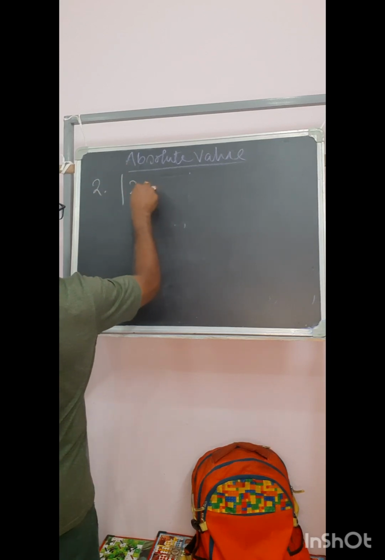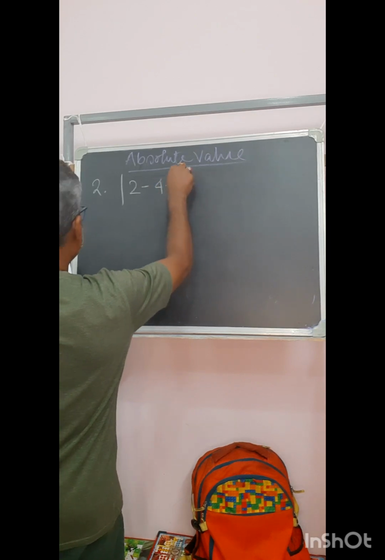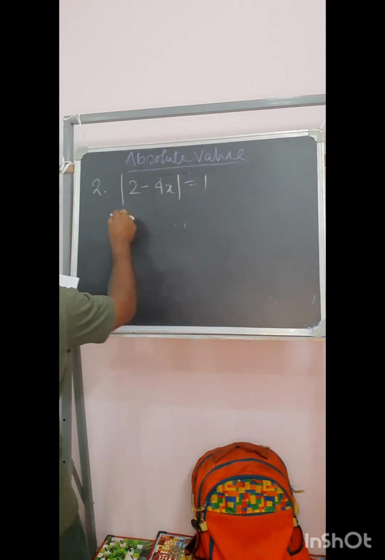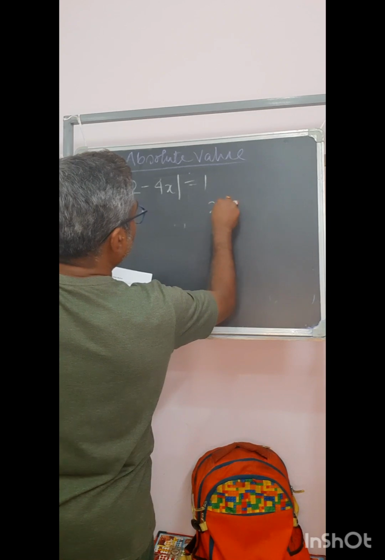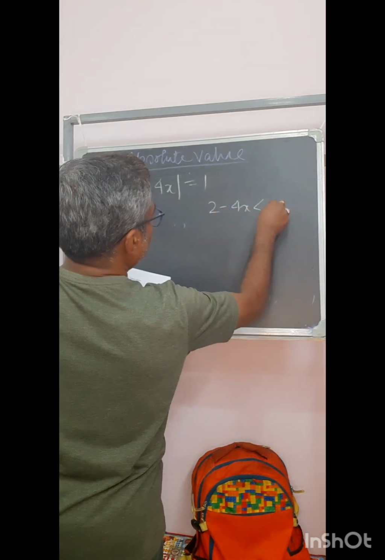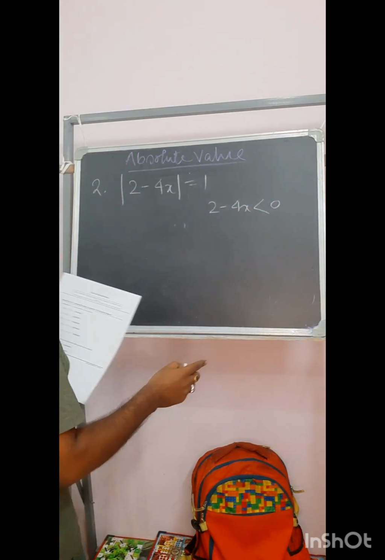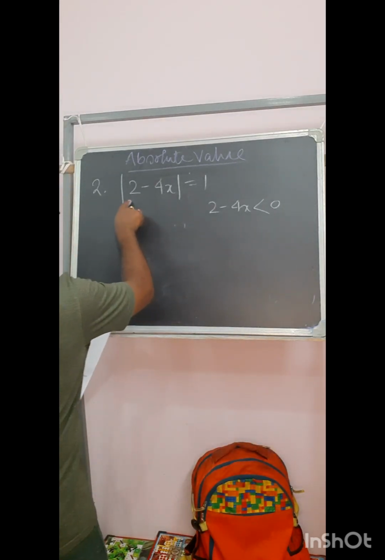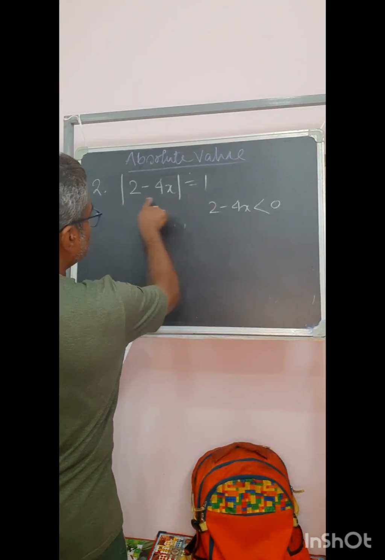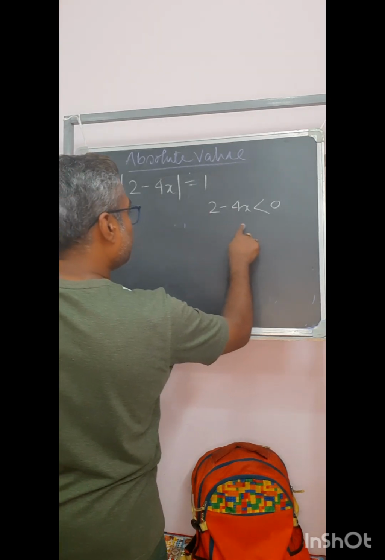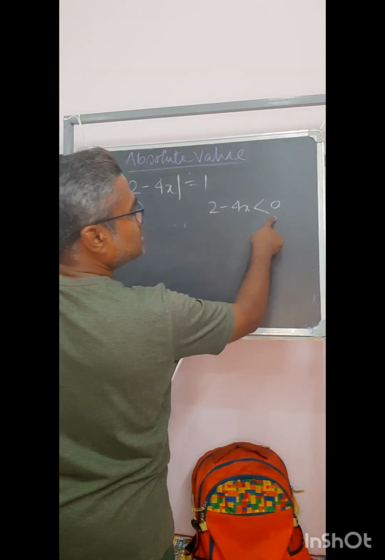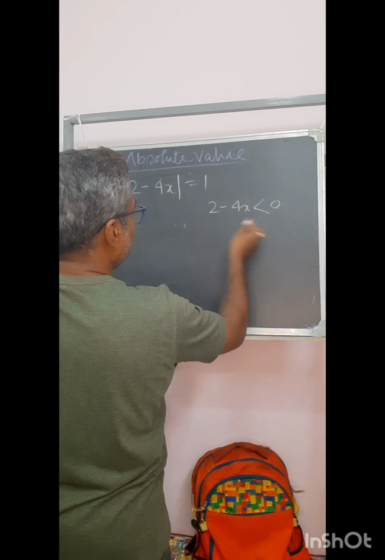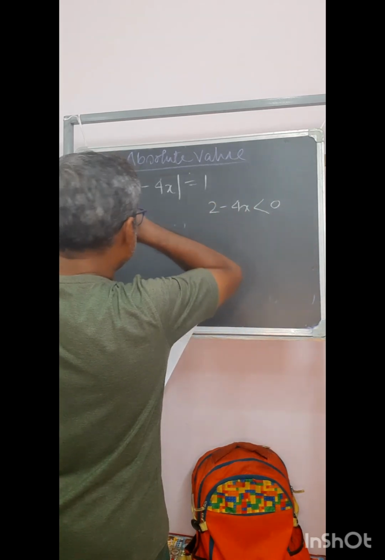So let me take problem 2. Here also, 2 minus 4x is equal to 1. So condition 1, when 2 minus 4x, and we always have to think that whatever the equation or expression inside the mod, everything together will be less than 0 or more than 0. You cannot leave anything out and consider less than 0.